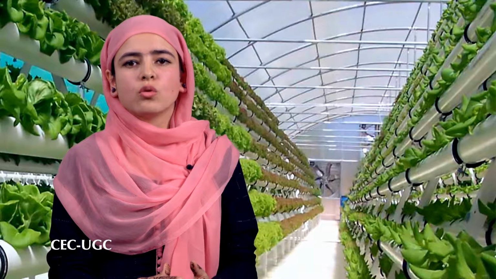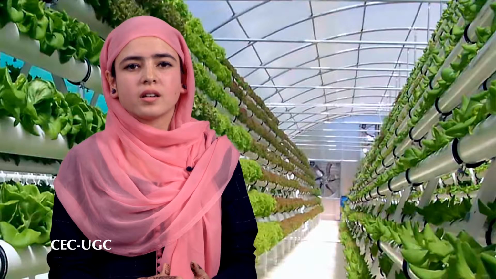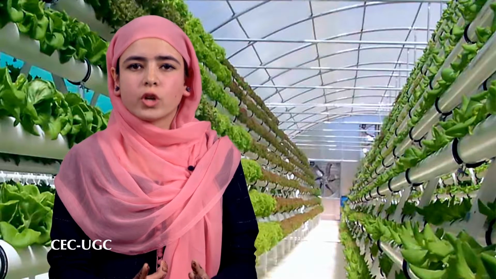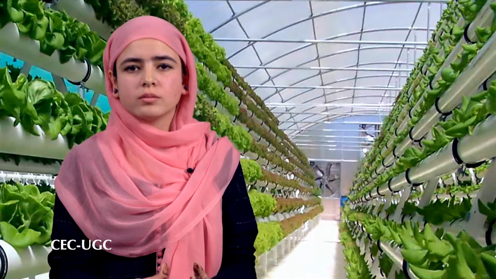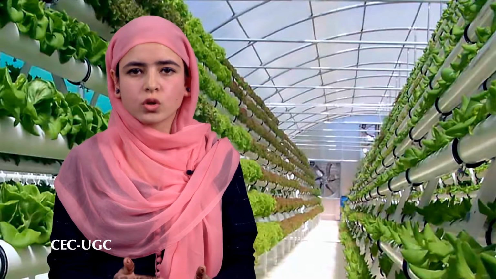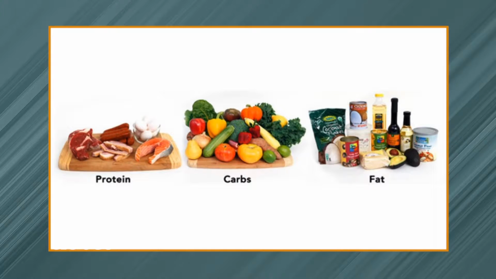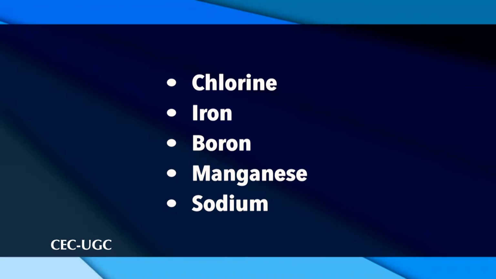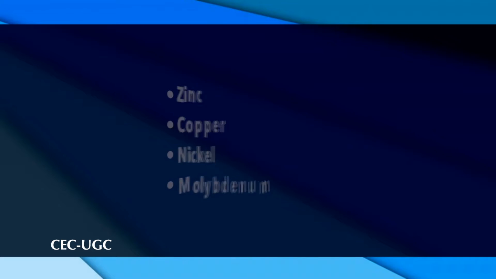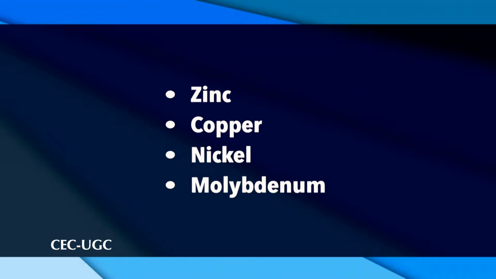Macronutrients include the following elements: nitrogen, potassium, calcium, magnesium, phosphorus, sulfur and silicon. Micronutrients include elements like chlorine, iron, boron, manganese, sodium, zinc, copper, nickel and molybdenum.